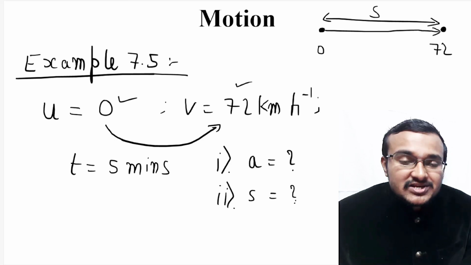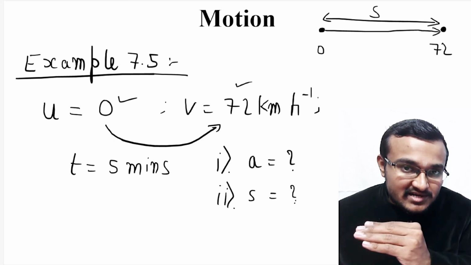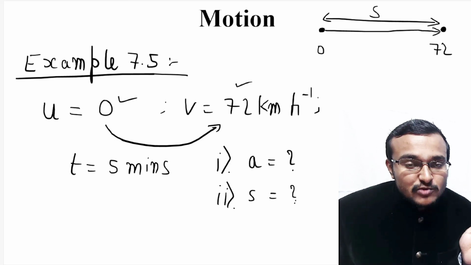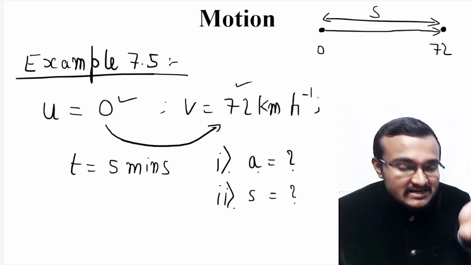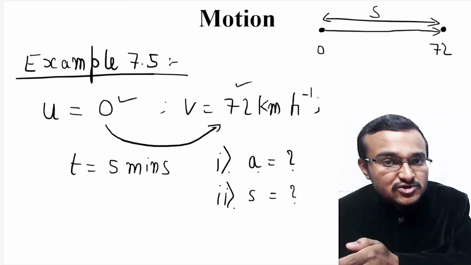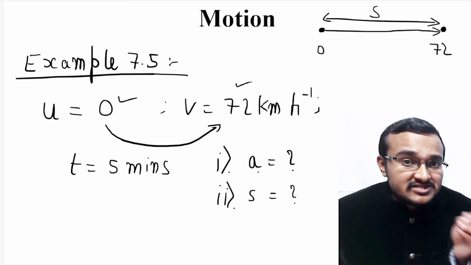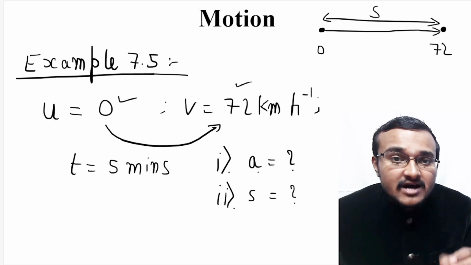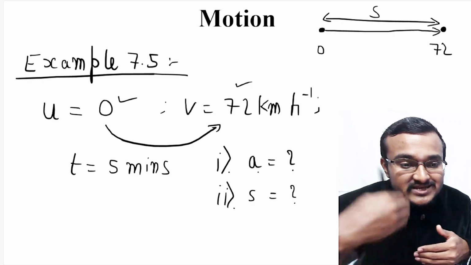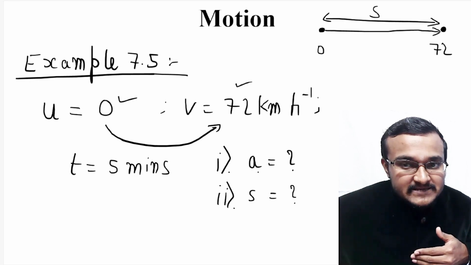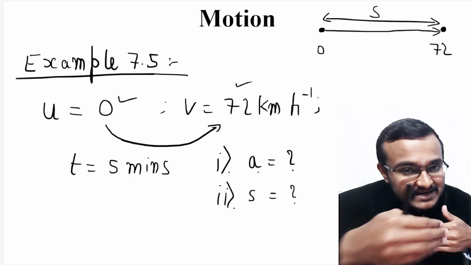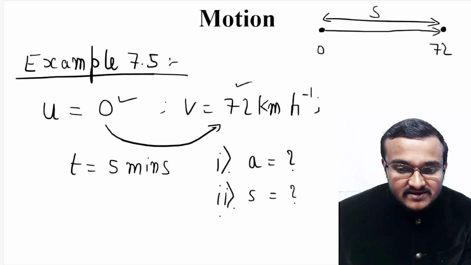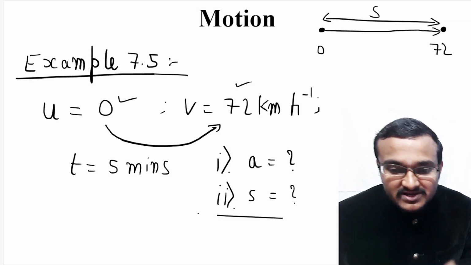So here you should calculate the acceleration of that train to reach 72 km/h from 0 km/h. That means from rest to reach 72 km/h velocity, how much uniform acceleration that train has undergone, and how much distance it has covered to reach that 72 km/h velocity. It has covered some distance, no? That distance you should calculate. So that will be the second question in this example.